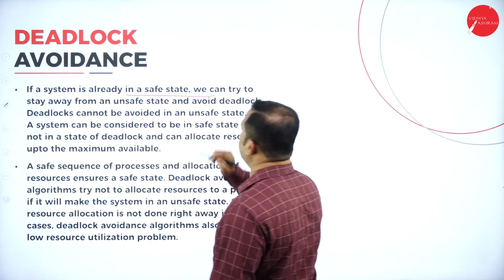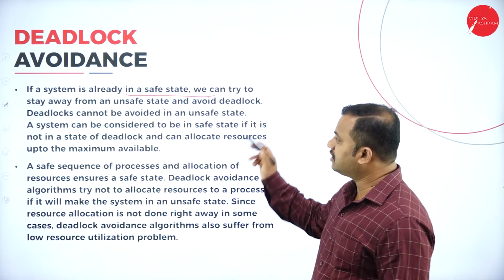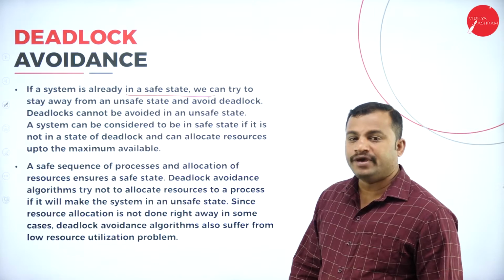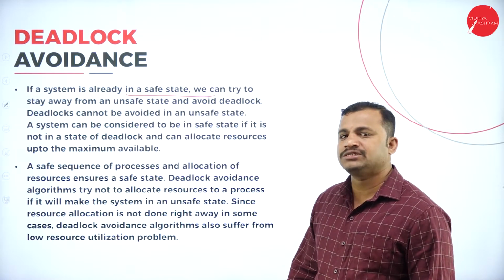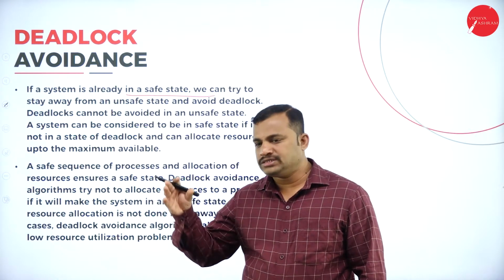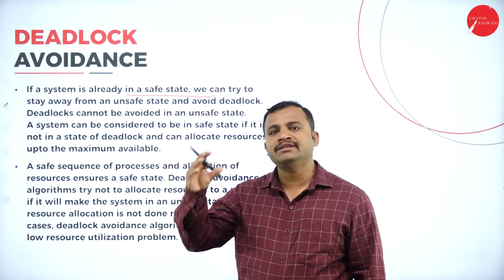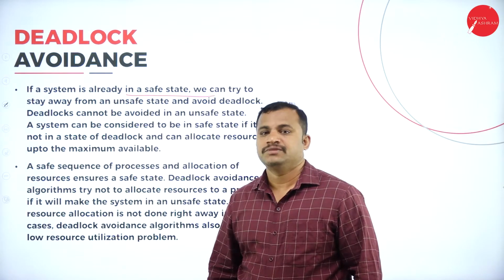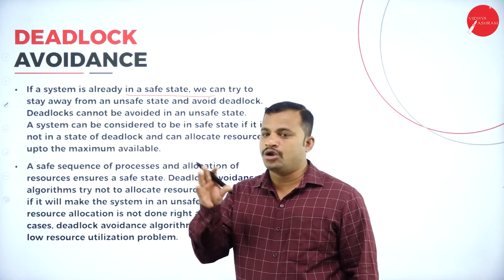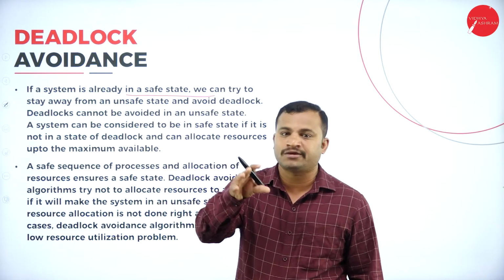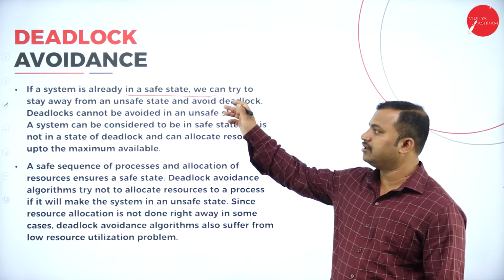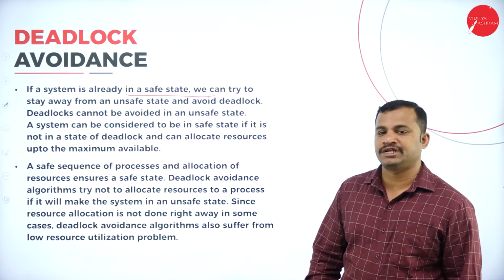If a system is already in a safe state, we can try to stay away from the unsafe state and avoid deadlock. When shall we say that the system is in safe state? When the number of resources available is equal to or more than the number of process requests, then we say that the system is in safe state. Otherwise, it has to allocate the resources according to the requirements of a process in terms of schedule. That is the meaning of safe state and unsafe state.